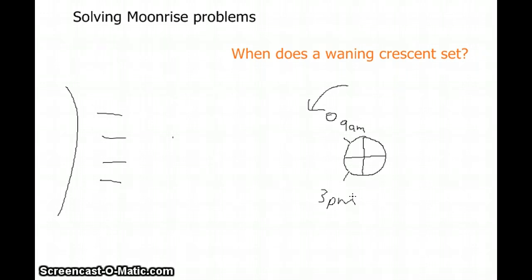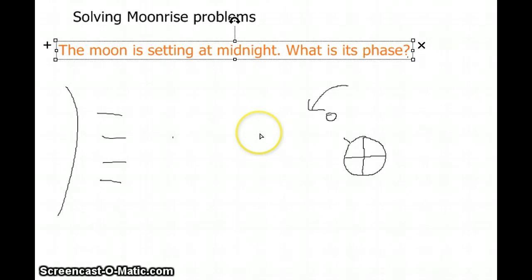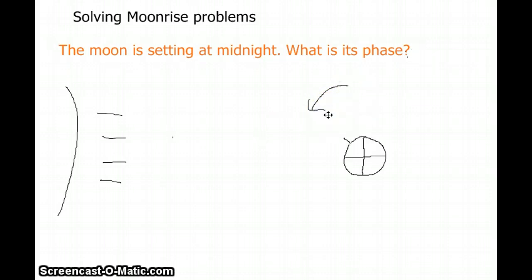And I've got, I think, one more of these to try. Let's see if you can do that one. If the moon is setting at midnight, what is its phase? Oops, I left another moon on here. Okay, it's setting at midnight. They didn't tell us the phase. So see if you can figure out how you're going to solve this.